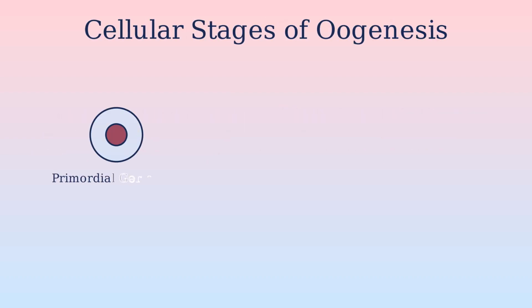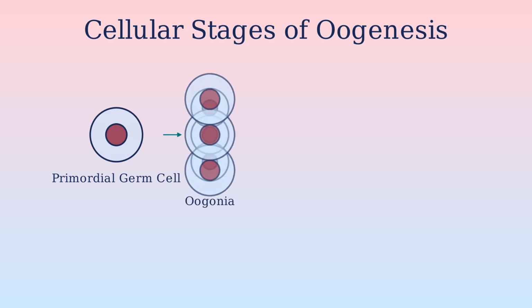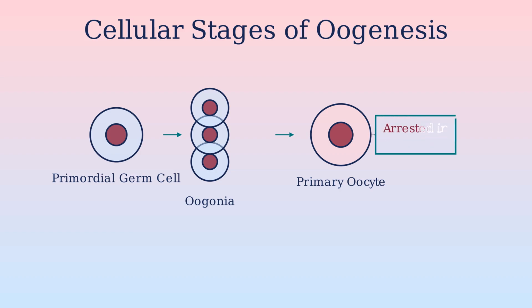The cellular journey of oogenesis begins with primordial germ cells that differentiate into Oogonia. These Oogonia multiply through mitosis, creating millions of potential egg cells. The Oogonia then develop into primary oocytes that enter the first meiotic division but remain arrested in prophase 1 until puberty.